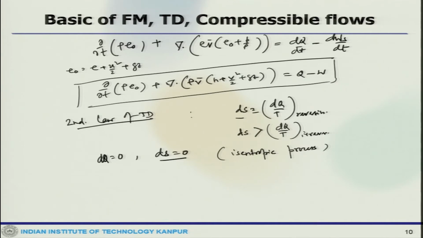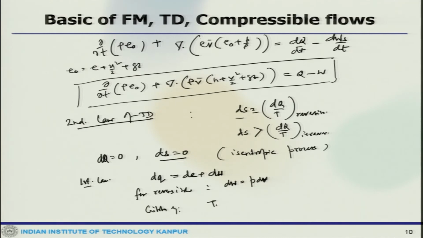Now, some other thermodynamical properties of the gases, like again if we look at from the first law, we can write dq equals dE plus dW. Now, for a reversible process, we can write dW equals P dV, and then the Gibbs equation becomes T ds equals dE plus P dV, and the perfect gas equation states that P equals ρRT.